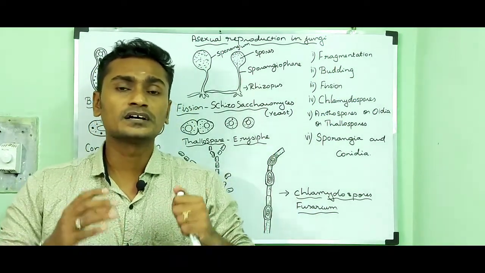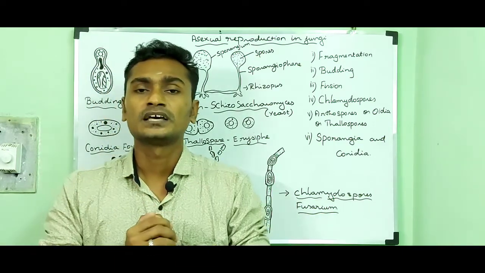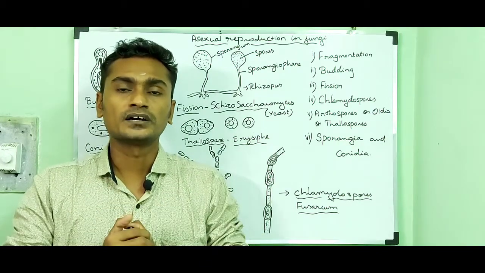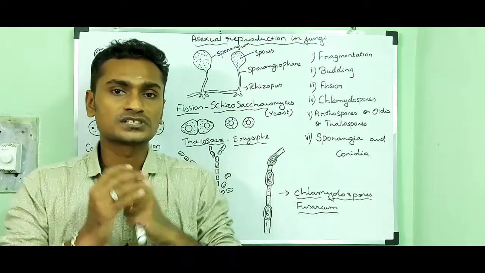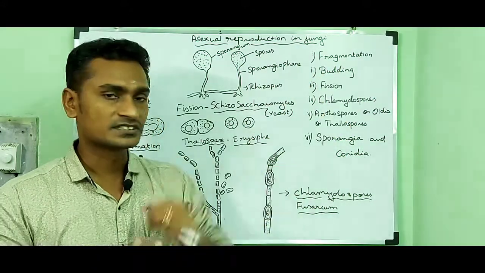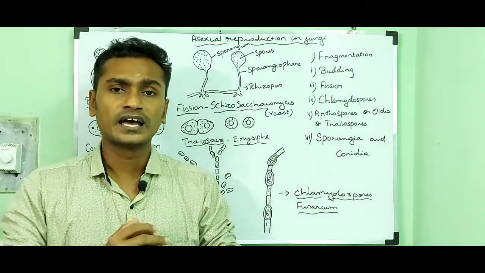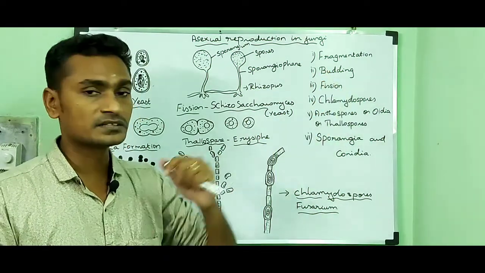The fungal hyphae get broken into pieces, and each piece can grow into a new fungus or establish a new colony of fungi, and that process is called fragmentation. For example, yeast and molds. Then the next method, budding.